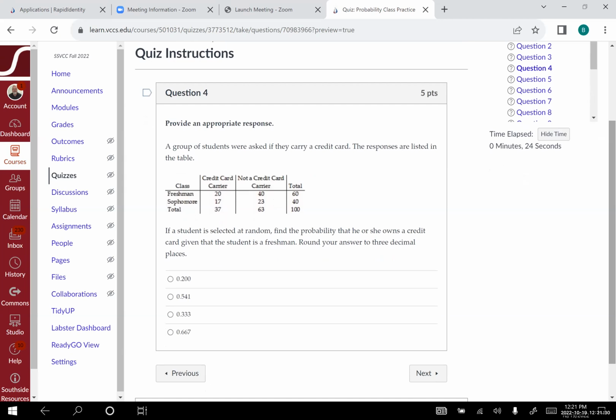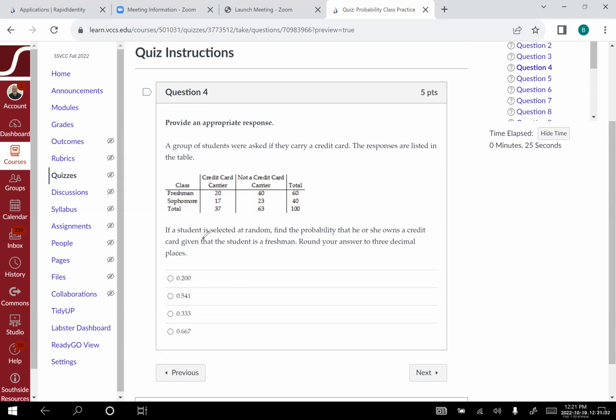These problems are sometimes easy to identify because they have that word "given" in there. Notice we have two things going on here. We have freshmen and sophomore students, and then that same group divided a different way, whether they're credit card carriers or not. Just looking at that table of data, how many total students were asked in this survey? 100. Very good.